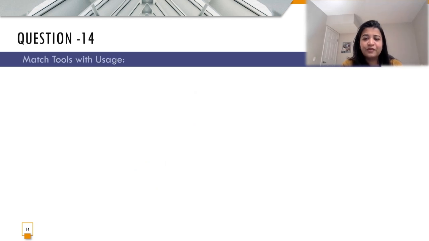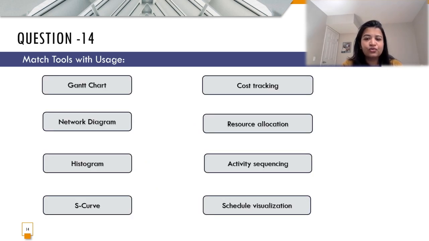So in question number 14, we are supposed to match the tools with their usages. So let us start with the easiest one first. Now I see that S-curve is something that I haven't come across before. So I'll just start with the things that I know at the very first time when I see the question. So histogram is something that I know is meant for resource allocation or frequency distribution.